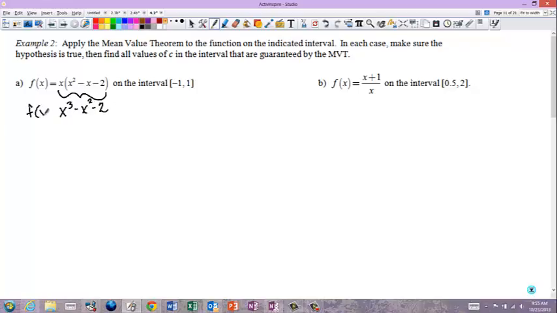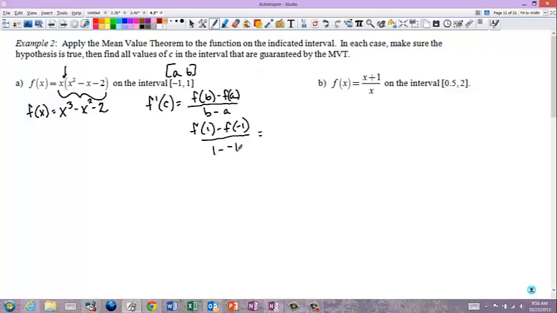So this is f of x. I went ahead and distributed it out because distributing through an x is easier than using the product rule. You did realize you had to use the product rule right there, if you were going to leave it. So what the mean value theorem says, f prime of c equals f of b minus f of a over b minus a, where this is a and this is b. Okay, so f of 1 minus f of negative 1 over 1 minus negative 1. F of 1, if I fill that in, f of 1 is negative 2.